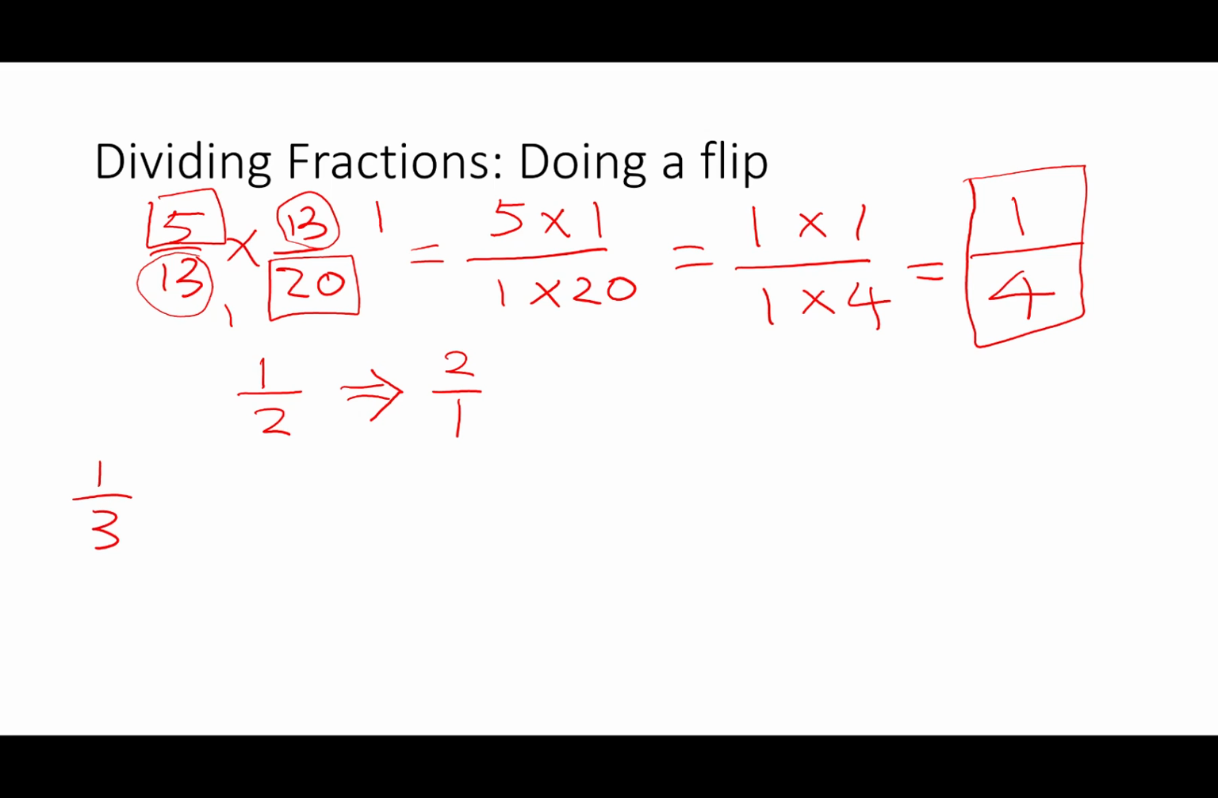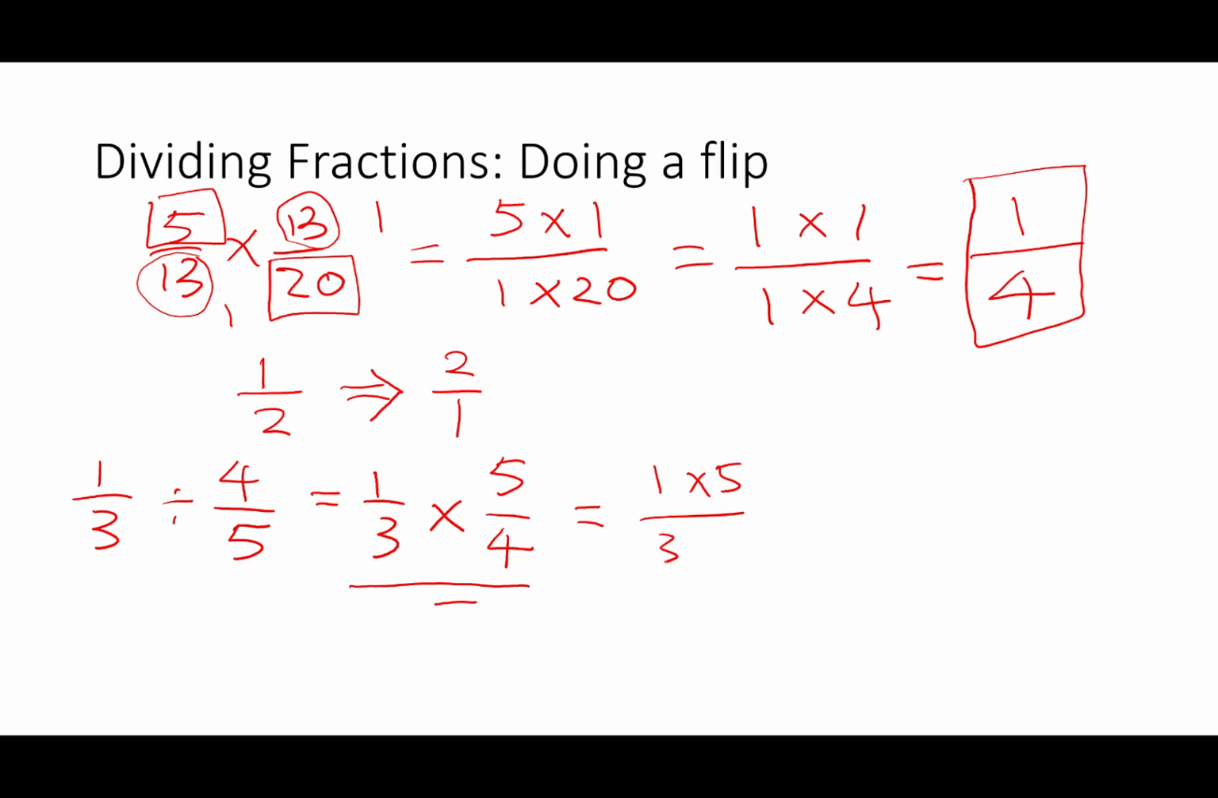Okay, so let's look at one example. If I have 1 over 3 divided by 4 over 5. Now this is equivalent to 1 over 3 times the reciprocal of the second fraction, which is 5 over 4. By now you have turned the division into multiplication, and you do the same. So it will be 1 times 5 over 3 times 4, and the answer will be 5 over 12.